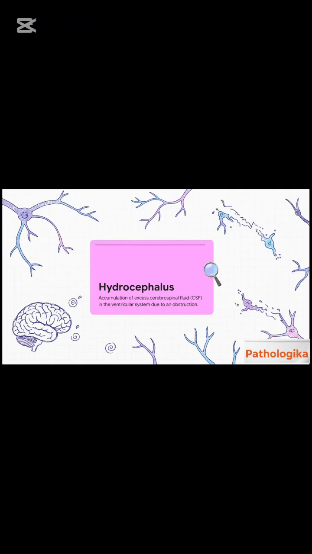Another major problem that can happen during development is hydrocephalus. The hollow inside of that neural tube we talked about eventually becomes the brain's ventricular system, and it's filled with something called cerebrospinal fluid, or CSF. If the drainage system for this fluid gets blocked for any reason, the fluid backs up, it accumulates, and it creates this intense pressure that can seriously damage brain tissue.